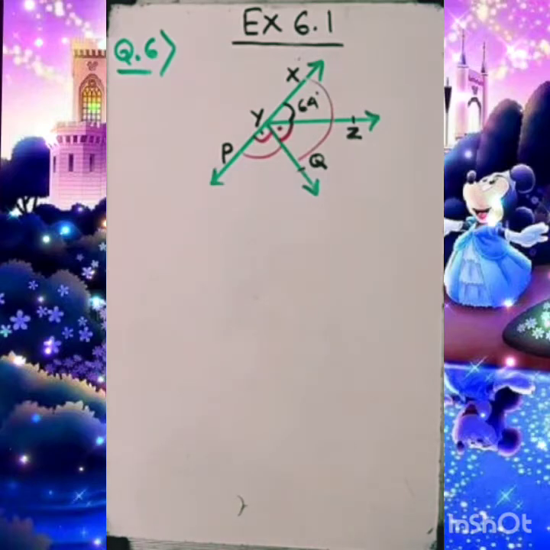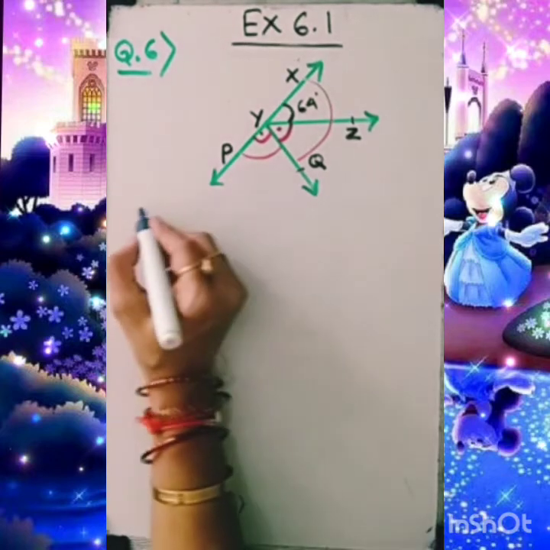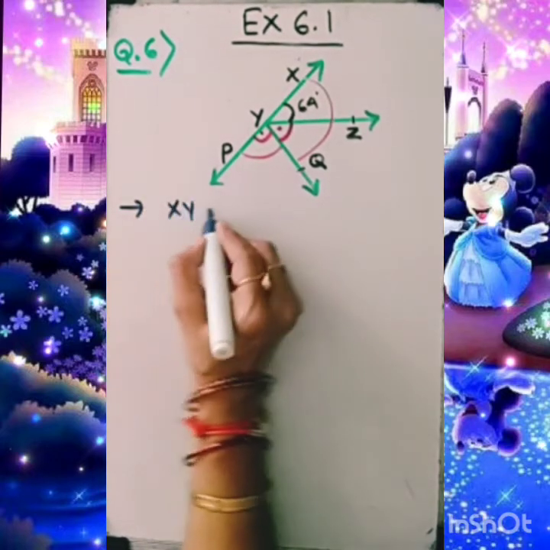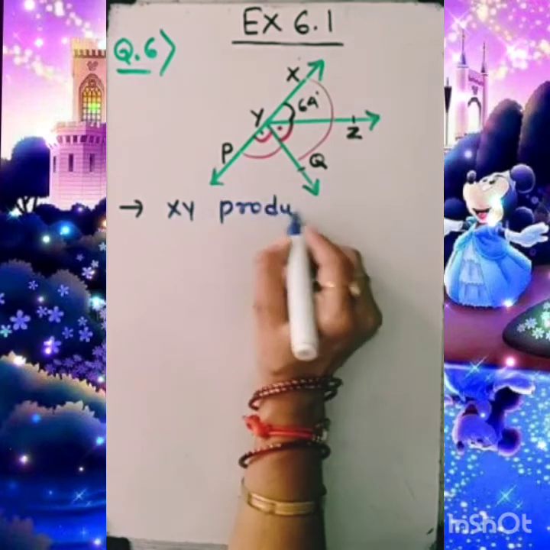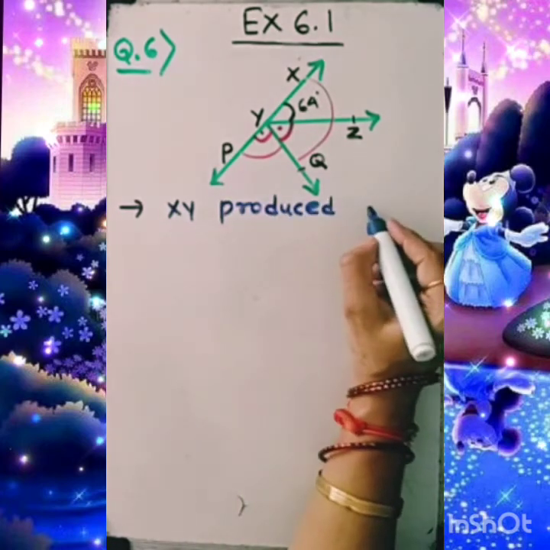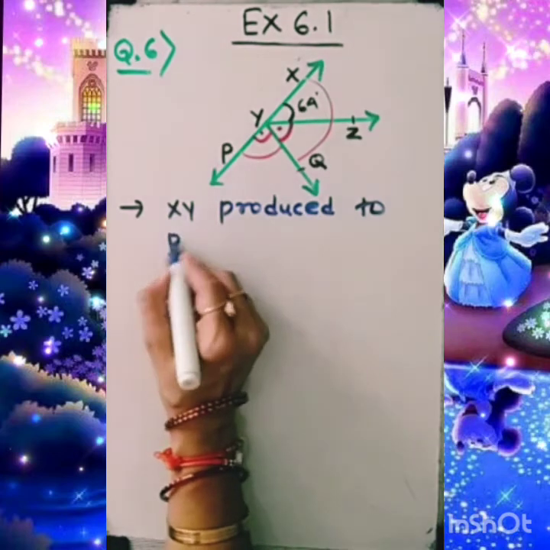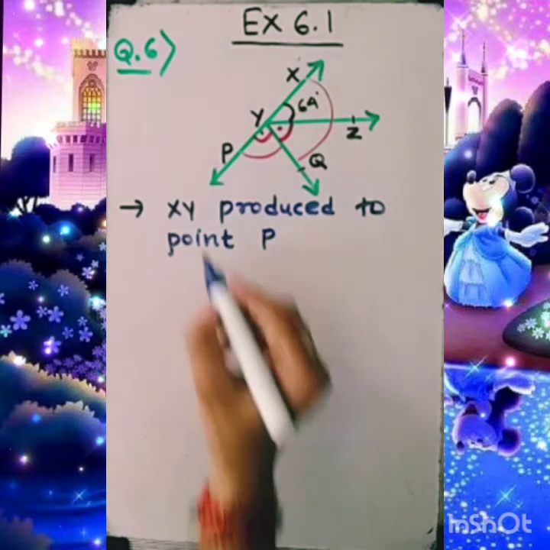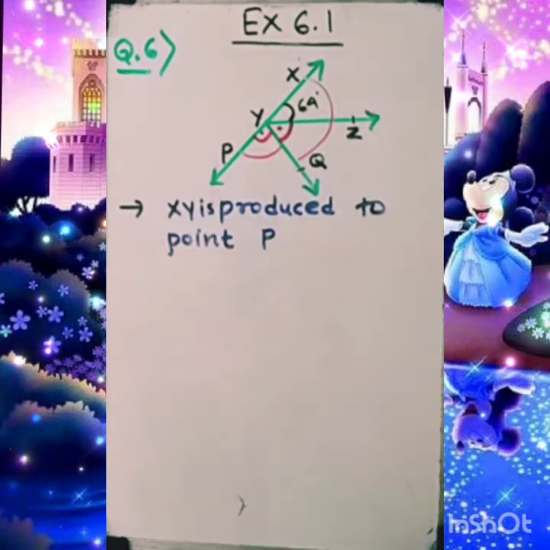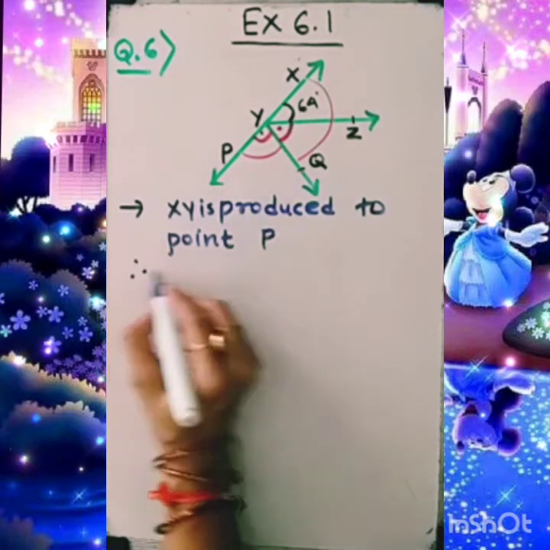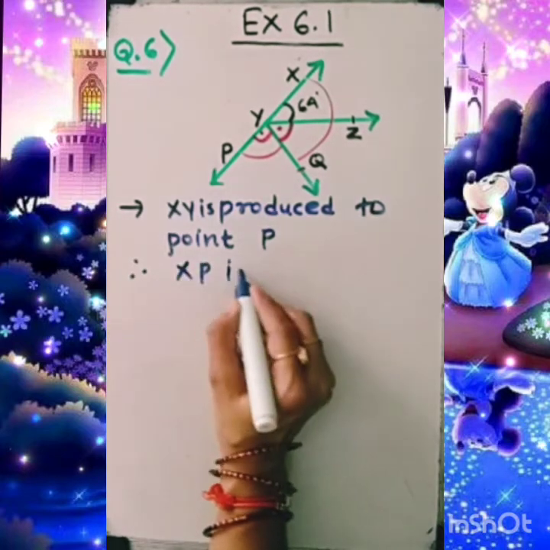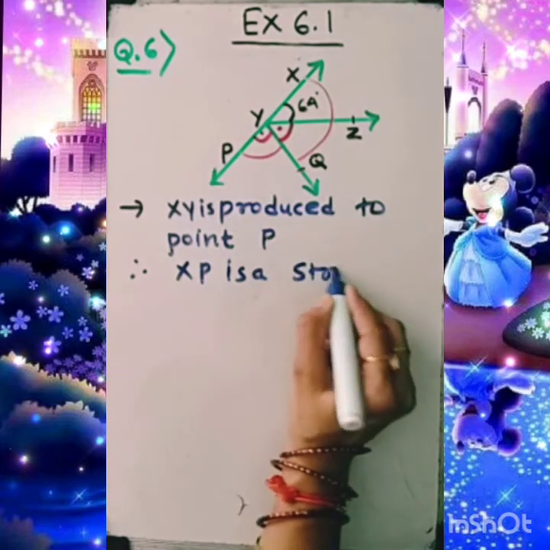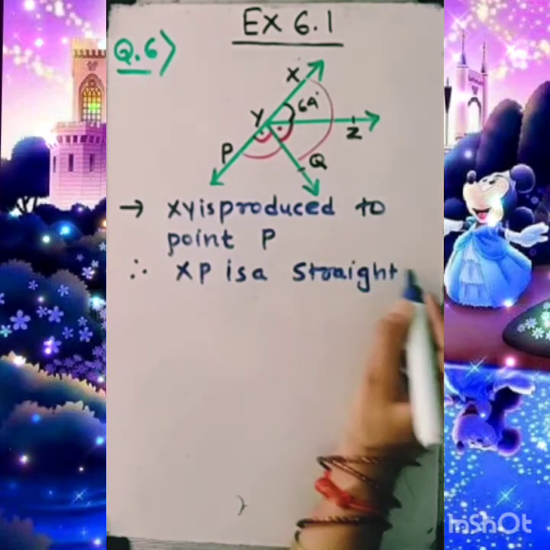Be ready. XY is produced to point P. So I can say XY is produced. XY is produced to point P. So we can say the result gives XP is a straight line. That will become a straight line. Please note down, XP will become a straight line.